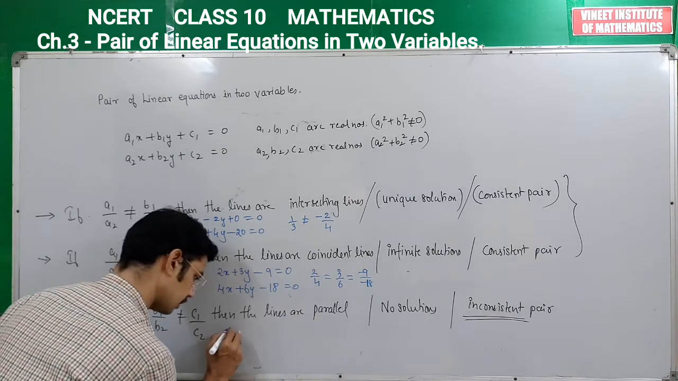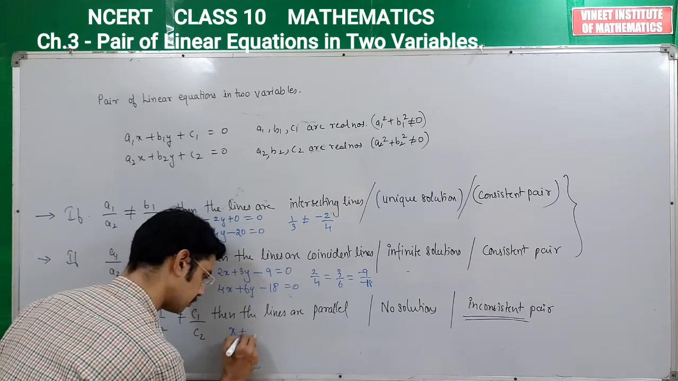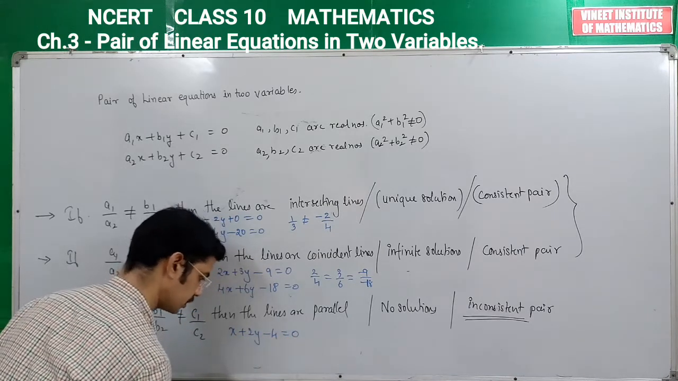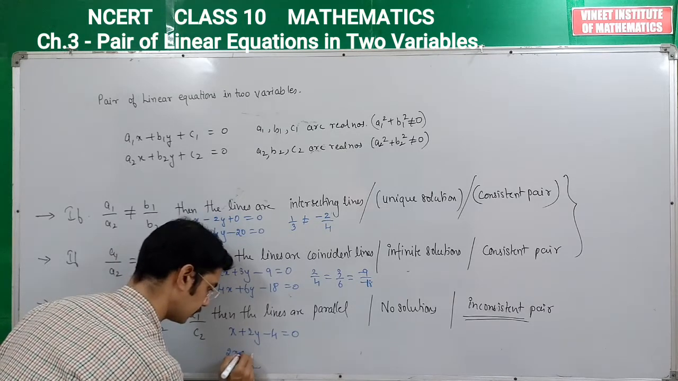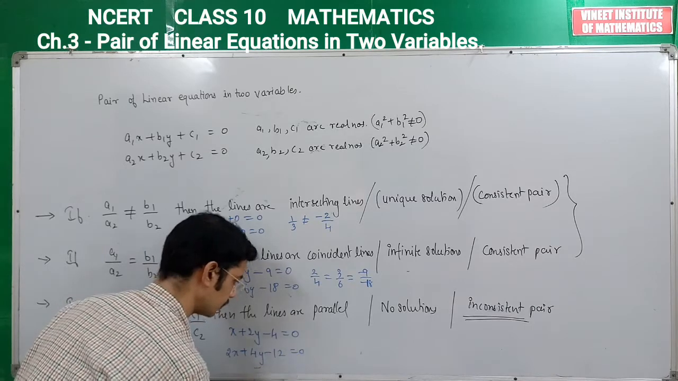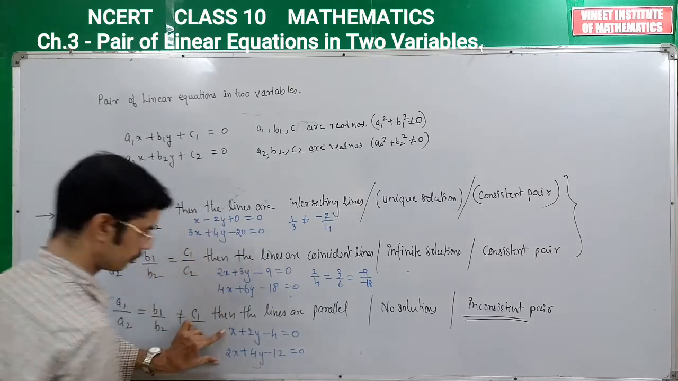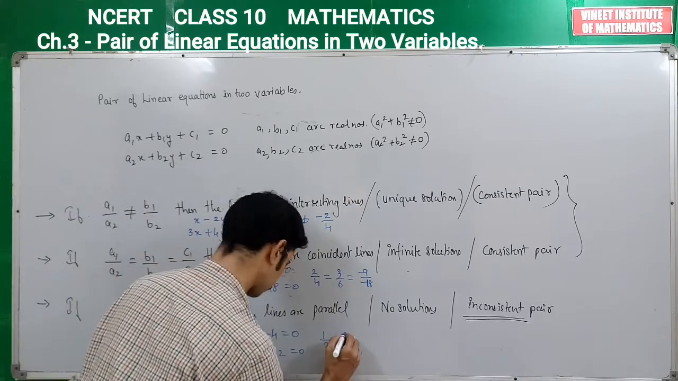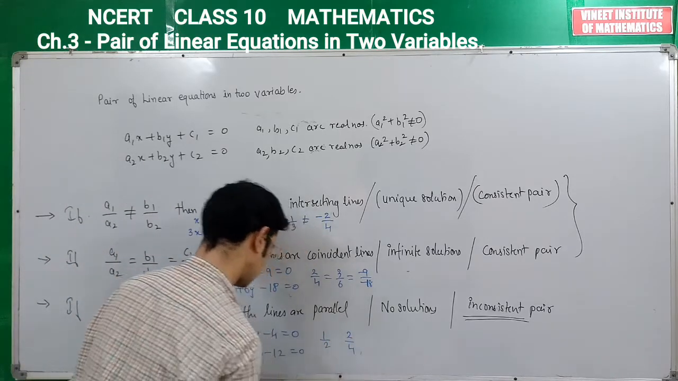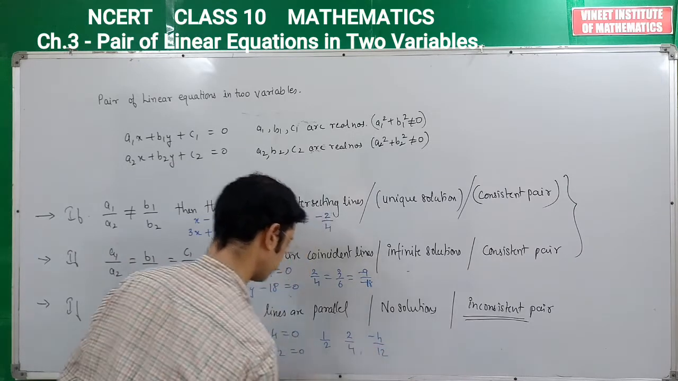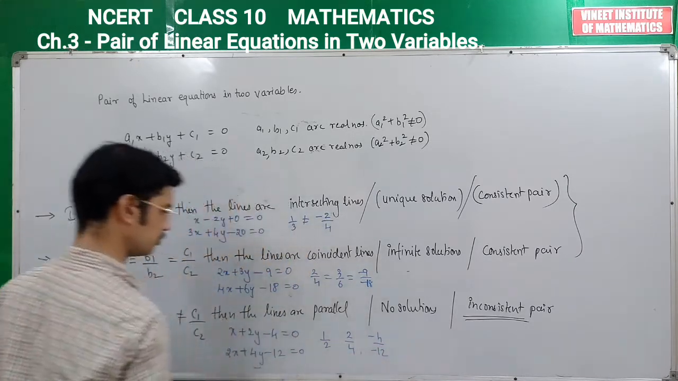What happens here? Let me take x plus 2y minus 4 equal to 0. This is one equation, and let me take 2x plus 4y minus 12 equal to 0. Let us take the first ratio. First ratio is 1 by 2. Second ratio is also 2 by 4. And the third ratio is minus 4 by minus 12.